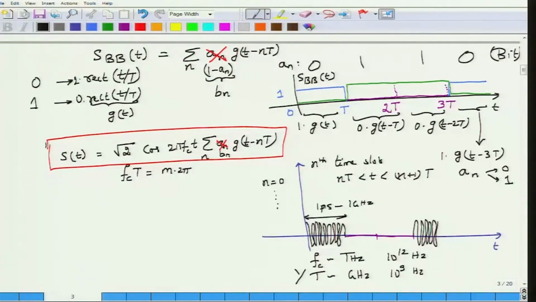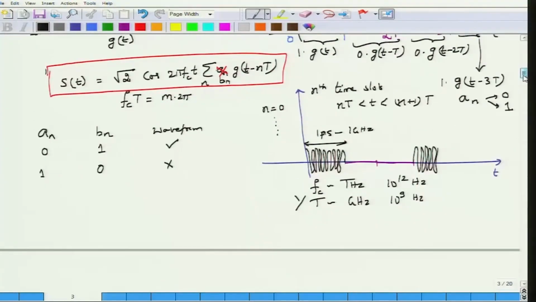What is the nature of bn? When an is equal to 0, bn is equal to 1, and this corresponds to the waveform being present, whereas when an is equal to 1, remember these are the bit sequences or the symbol sequences, bn will be 0 and the waveform will be absent. So that would correspond to the notation that we have been using so far.